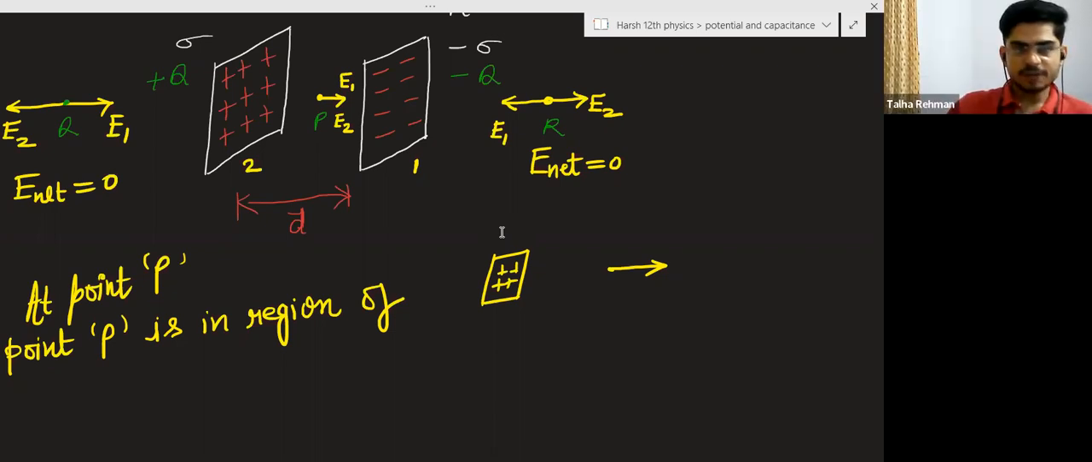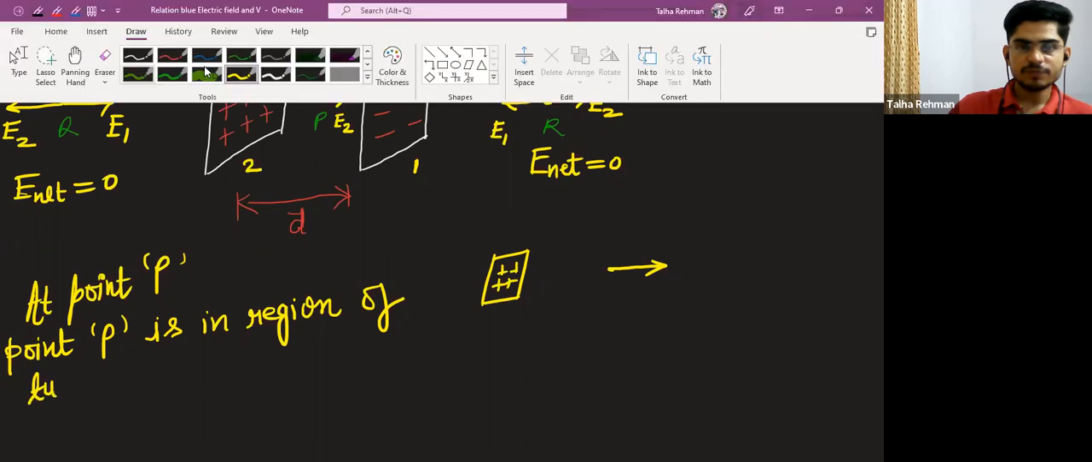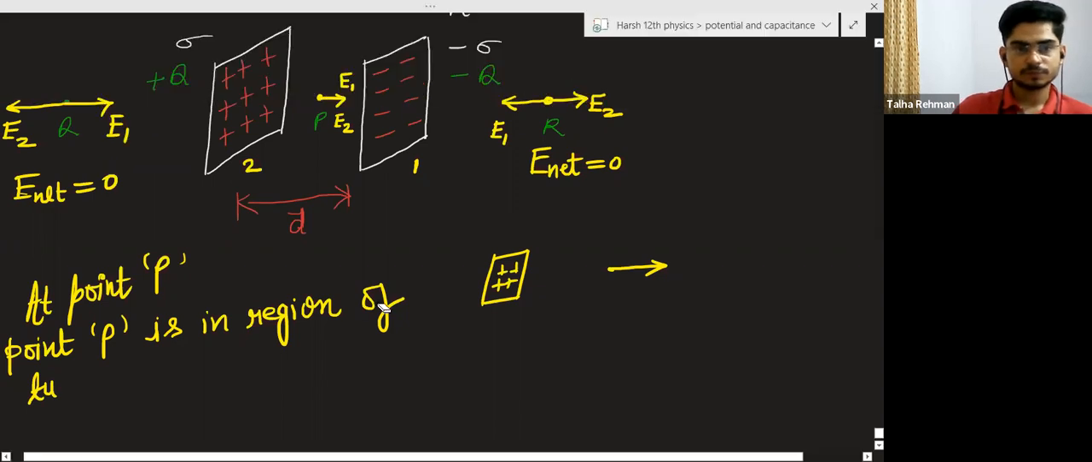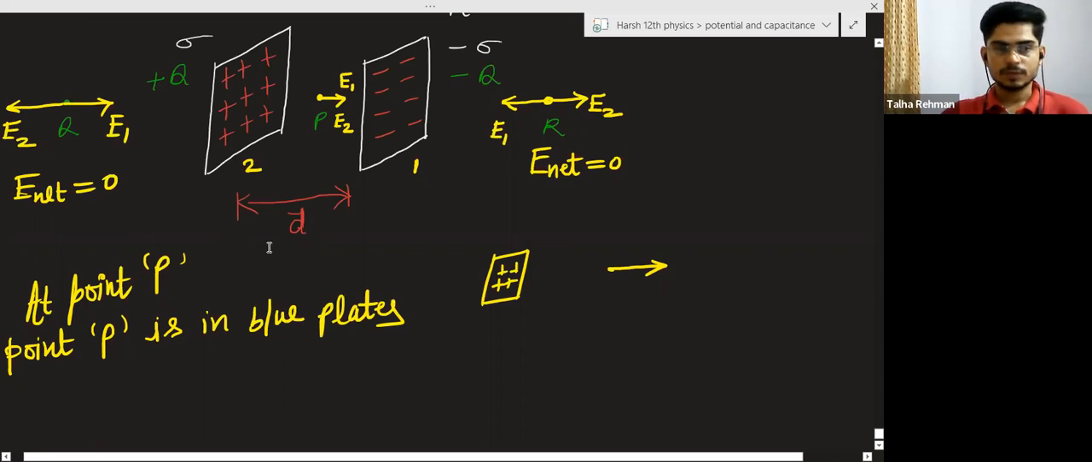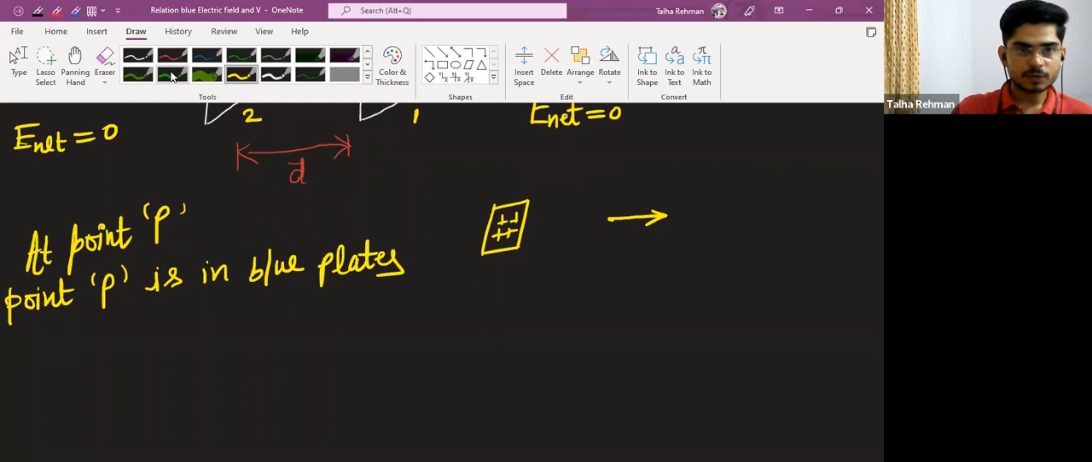So point P is in the region of the capacitor, in the region between two plates. In between plates, you can write. Between plates.